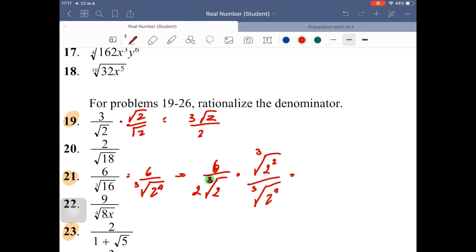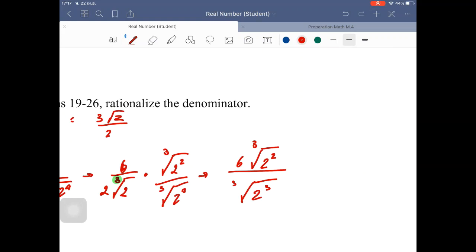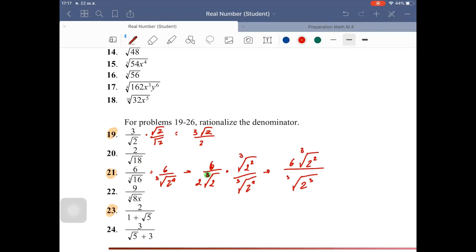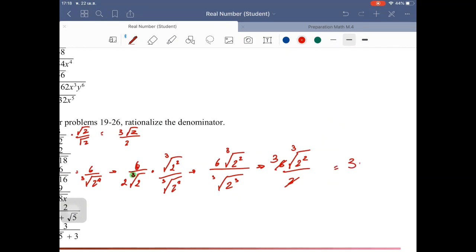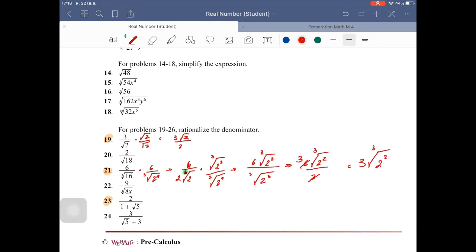So what do you get? You get 6 the cube root of 2 to the power of 2 over the cube root of 2 to the power of 3. Okay? And this one will be 6 the cube root of 2 to the power of 2 over 2, and then you can simplify, and the final answer will be 3 the cube root of 2 to the power of 2. Here is the answer of question 21.